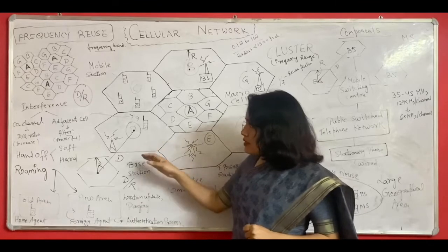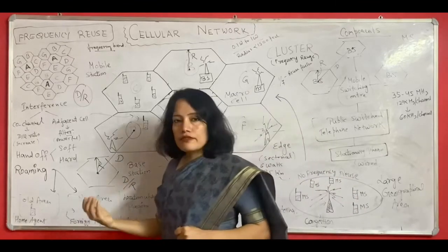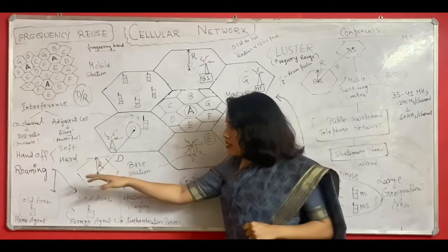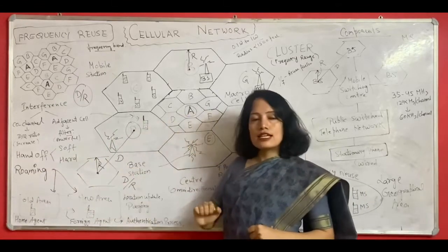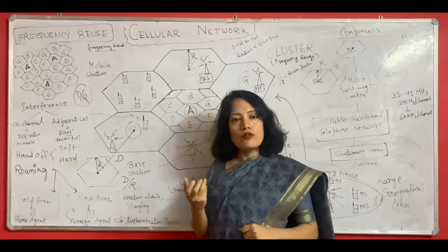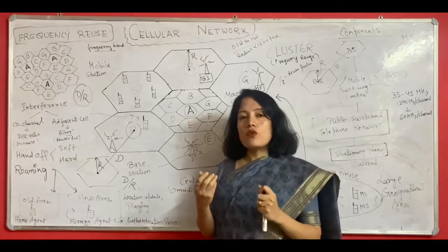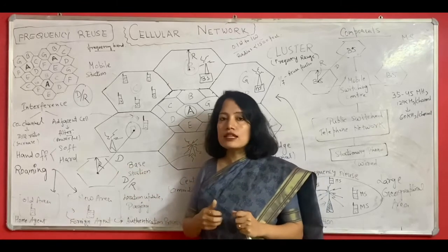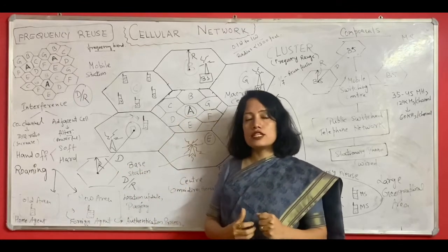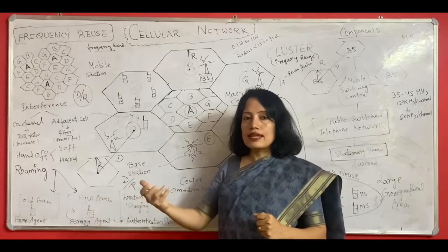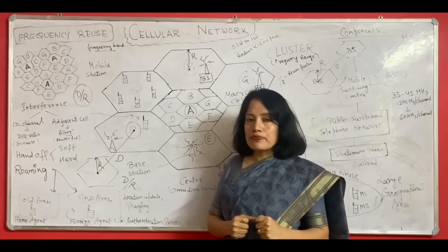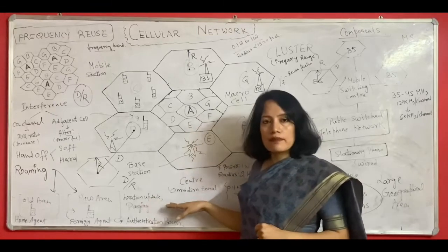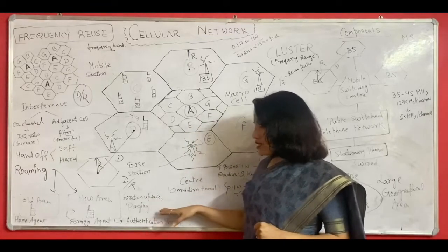Now next, there's another term which is very important, which is called roaming. Roaming happens when we move from the area of one service provider to the area of another service provider, or we can say when we move from the home agent to a foreign agent area. In this case, there are two things happening. One is location update and the second process is paging.